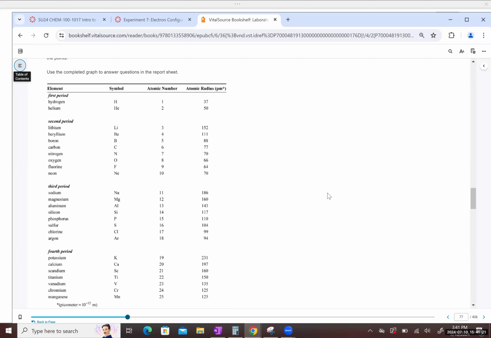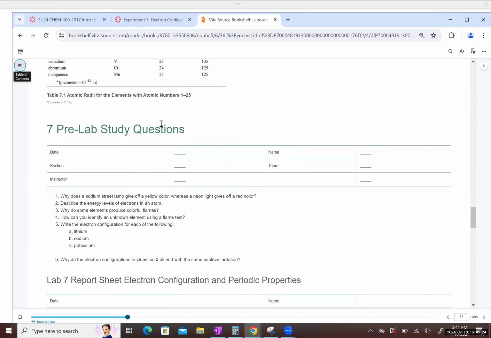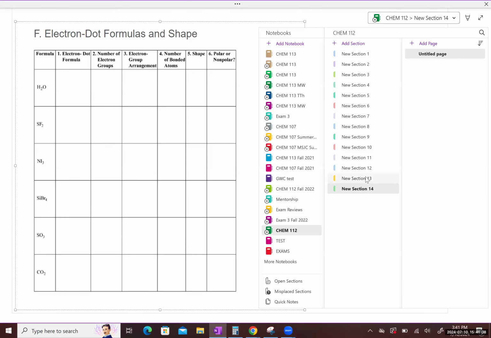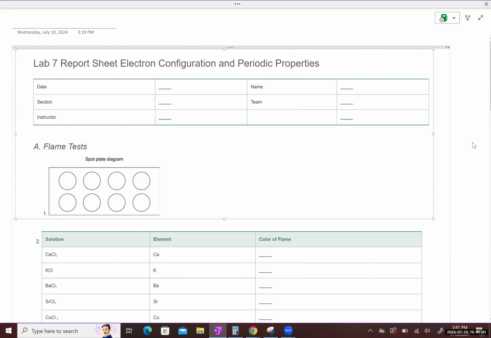So just make a mental note that this table exists and it's found in the lab manual. Okay, we now move on to the report sheets. As always, we have the pre-lab study questions, which we can skip for today. And now we have the main report sheet. I've taken the liberty of transferring the report sheet onto the virtual notebook. So we have the full set of report sheets, and we'll be working through this lab together today and filling in the report sheets with the required data, and then we'll complete any required calculations and answer any questions posed by the lab report questions as we encounter them.